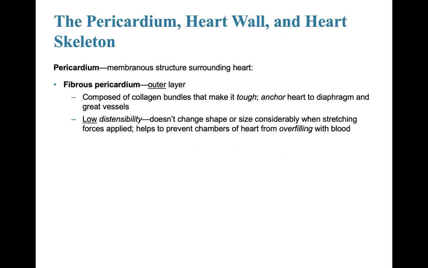It is composed of collagen bundles that make it tough, anchoring the heart to the diaphragm and the great vessels. With its low distensibility, it doesn't change shape or size considerably when stretching forces are applied. So the fibrous pericardium provides that low distensibility, meaning that the heart can't overfill. It's still going to have limits, because this tough connective tissue is going to prevent it from expanding out too far.